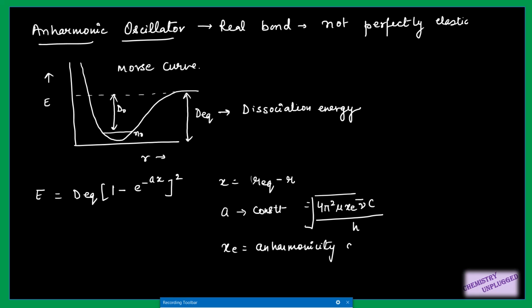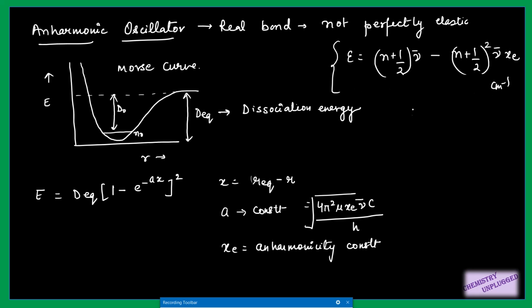the anharmonicity constant, right, and the formula of energy will change when we are considering the anharmonic oscillator, because the energy value is calculated considering this dissociation energy. We can use this equation in the Schrodinger equation, and then we will have this formula of energy: (n plus 1 by 2) mu bar. This is for the harmonic oscillator. We have to subtract (n plus 1 by 2) whole square mu bar xe, right, this is in centimeter inverse.